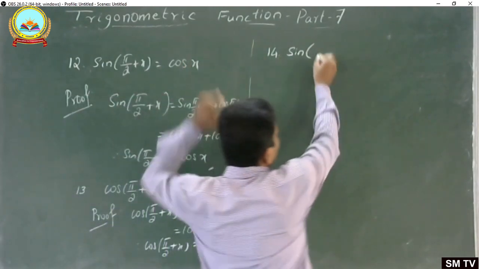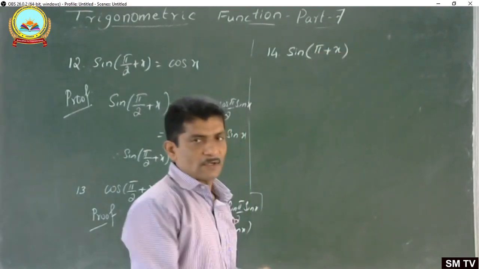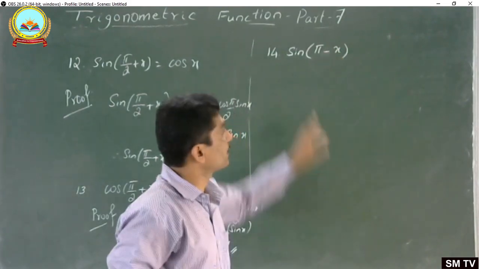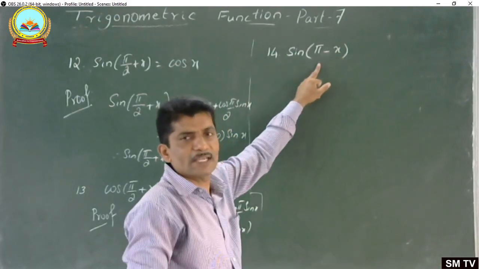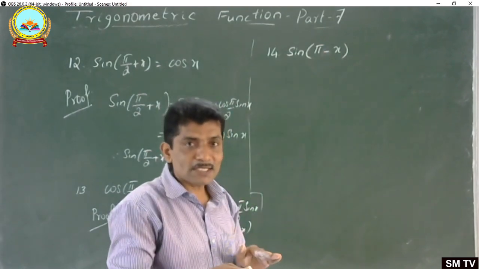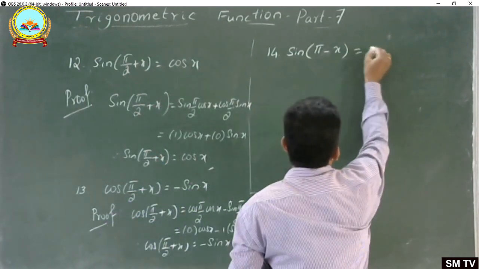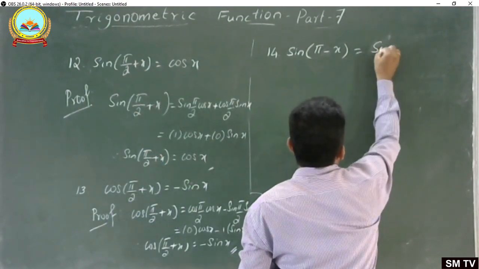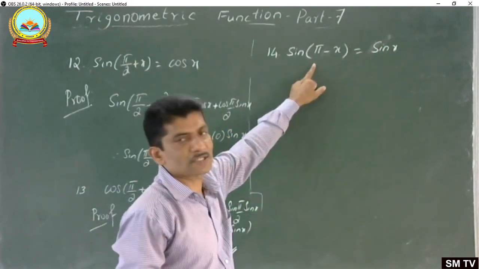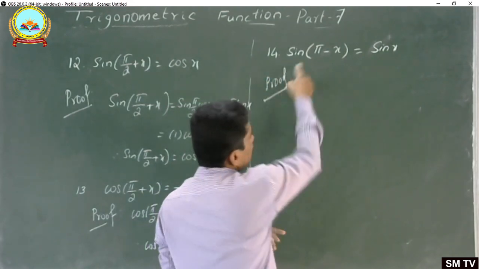The sine of pi plus x or the sine of pi minus x. What is the value of sine of pi minus x? Here also, again using the sine of x minus y formula or using the previous result, allied angles, this value is exactly equal to sine x. Remember, sine of pi minus x is equal to sine x. Proof either using the compound angles or allied angles.